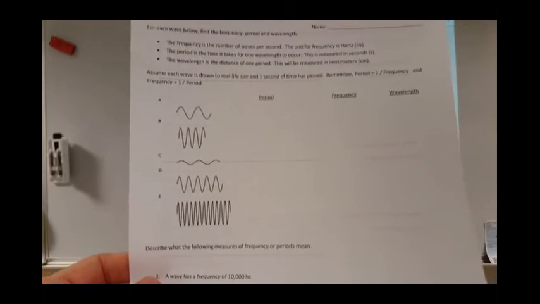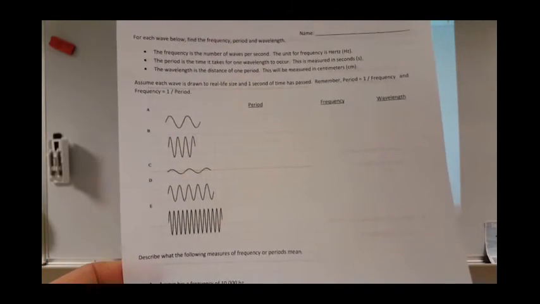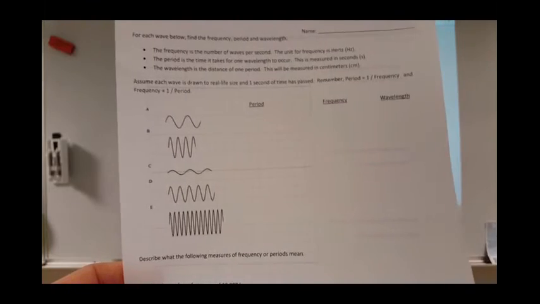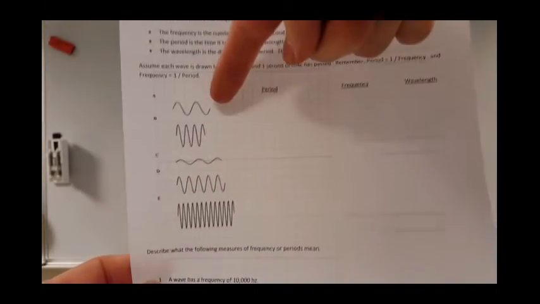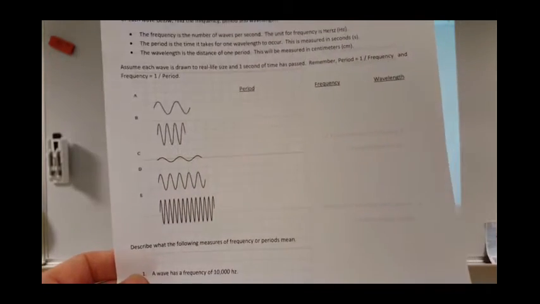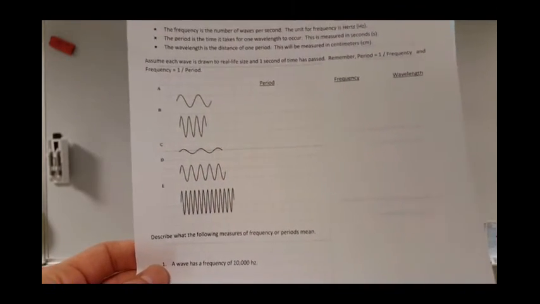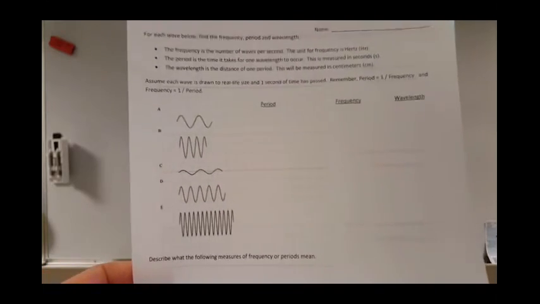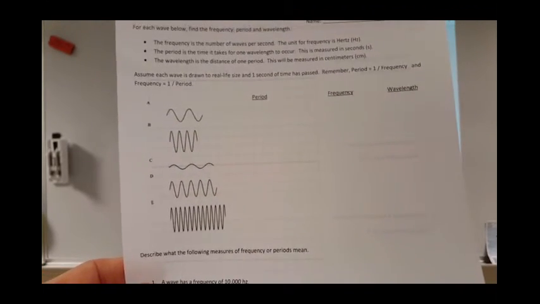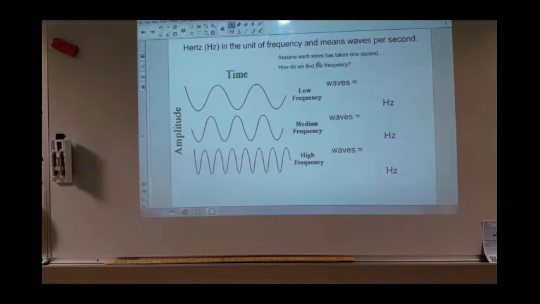Hey class, this is part 2 of the video, and this is going to be going over how you actually take a picture of a wave and find its period and frequency. We're also going to be reviewing wavelength. I'm going to go over how to do those things and also what those terms mean.